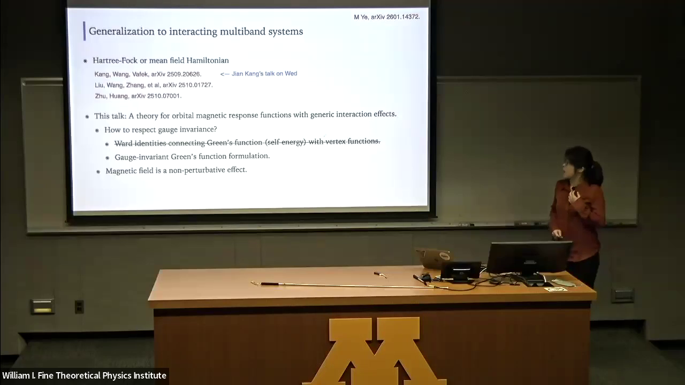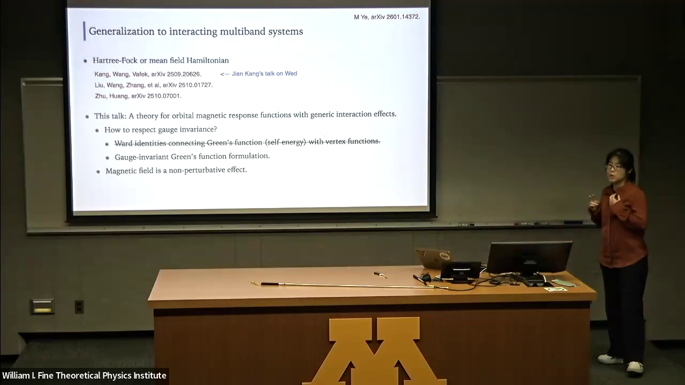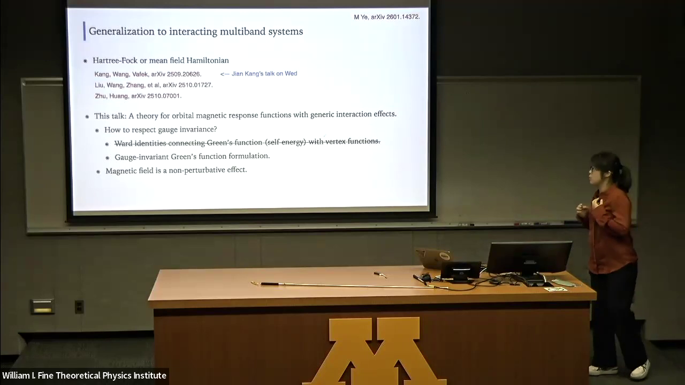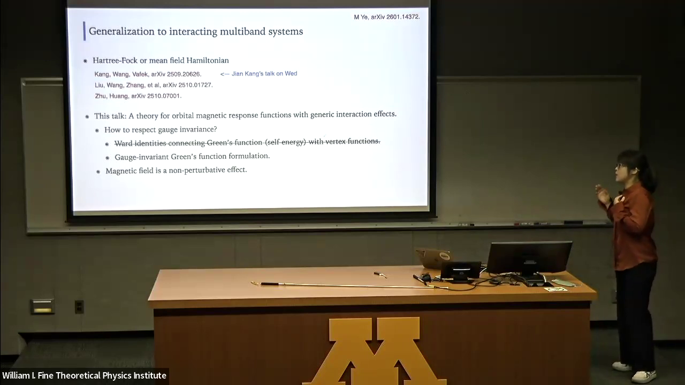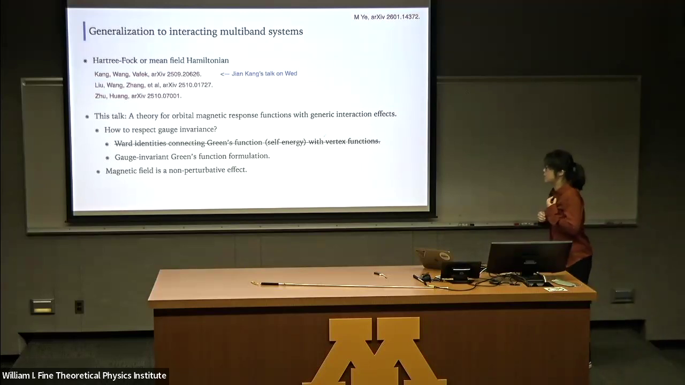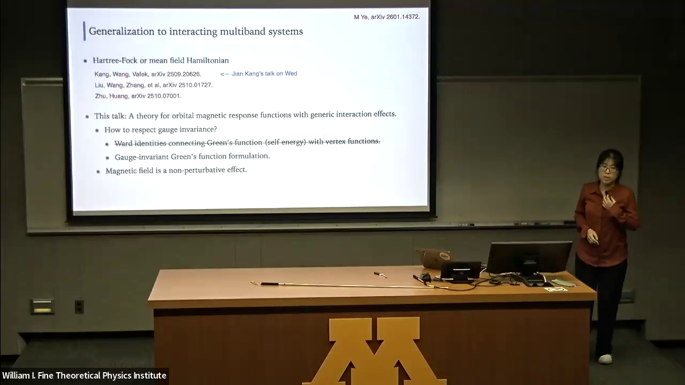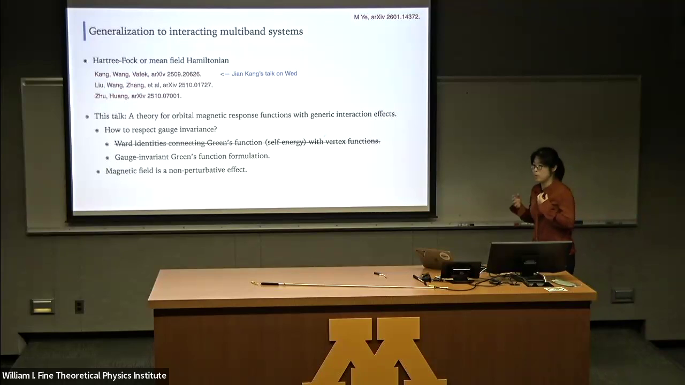And in this talk, I want to develop a theory for orbital magnetic responses for generic interaction effects beyond the mean-field Hamiltonian. There are two important points I want to emphasize. The first is that we need to respect gauge invariance, and we have seen from earlier talks that one can try to write down a gauge invariant Green's function and compute the thermodynamic potential in terms of this gauge invariant Green's function. This is also the approach I will take.